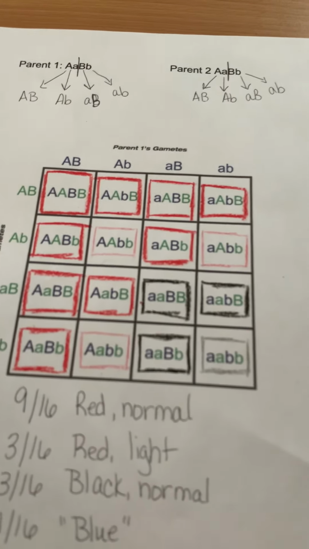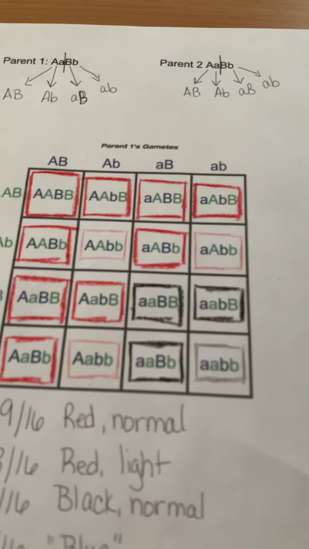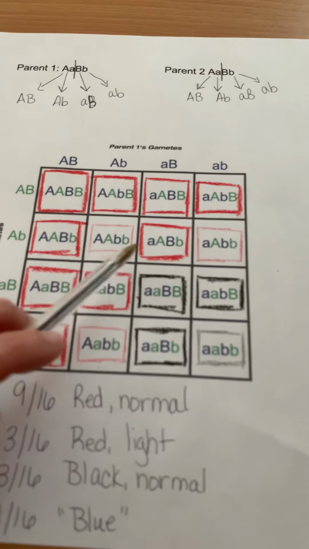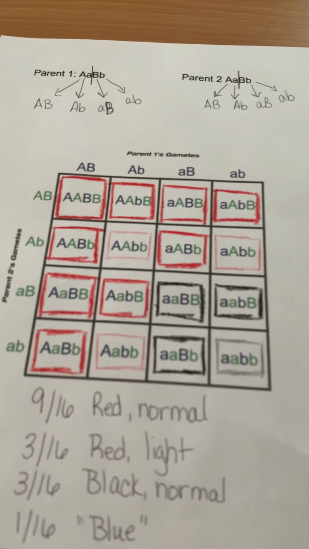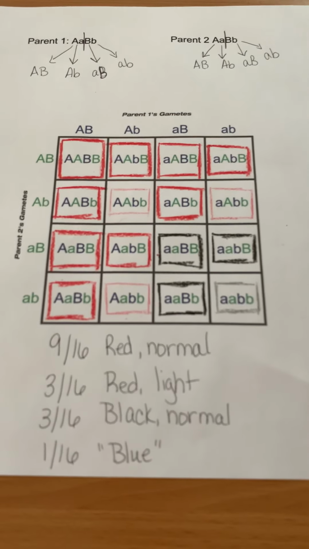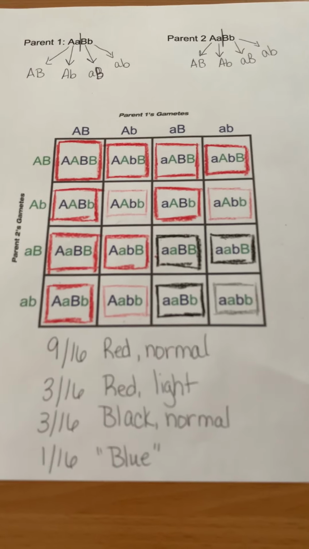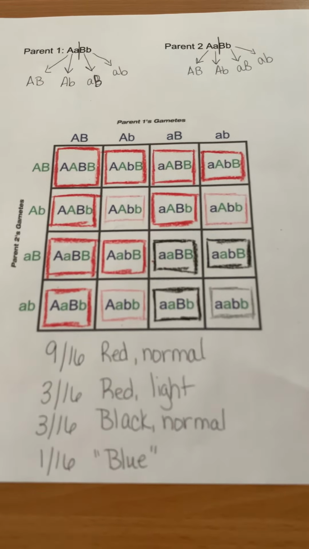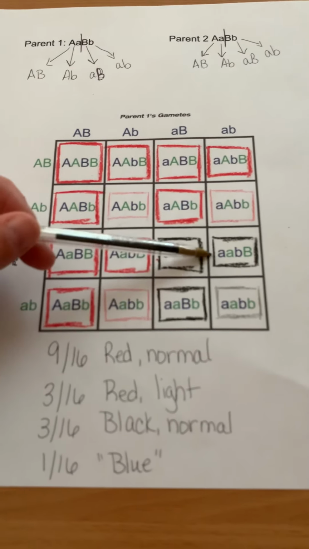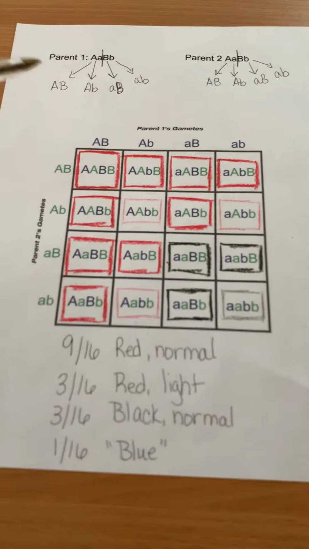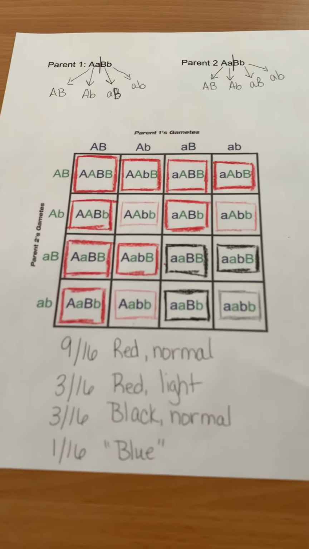So you would actually have two red parents that do not show this lighter color at all. But they could have some puppies mixed in there and you wouldn't even know that's going to happen. So what you end up getting is 9 out of 16 puppies on average would be red with the normal pigment. 3 out of 16 would be red with that lighter colored pigment. 3 out of 16 would be black with the normal pigment. And then 1 out of 16 would be that blue color. So once again, just if you had two heterozygous parents.